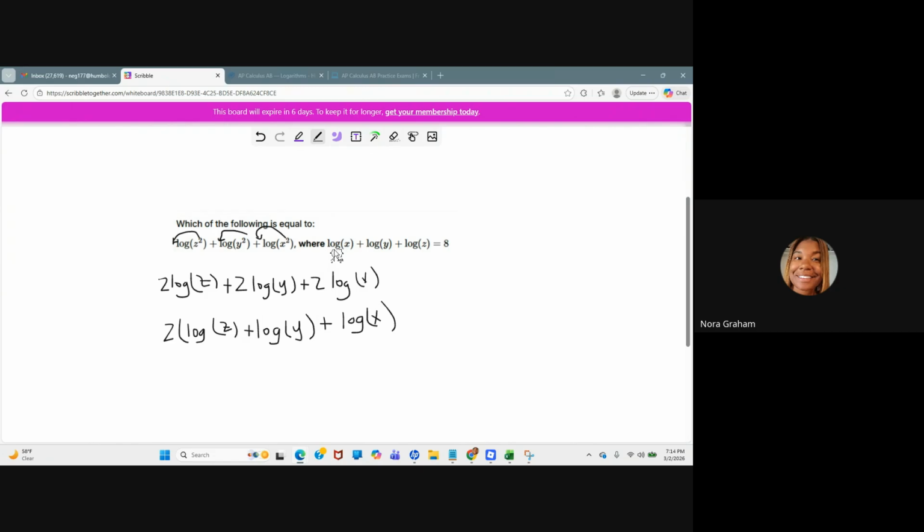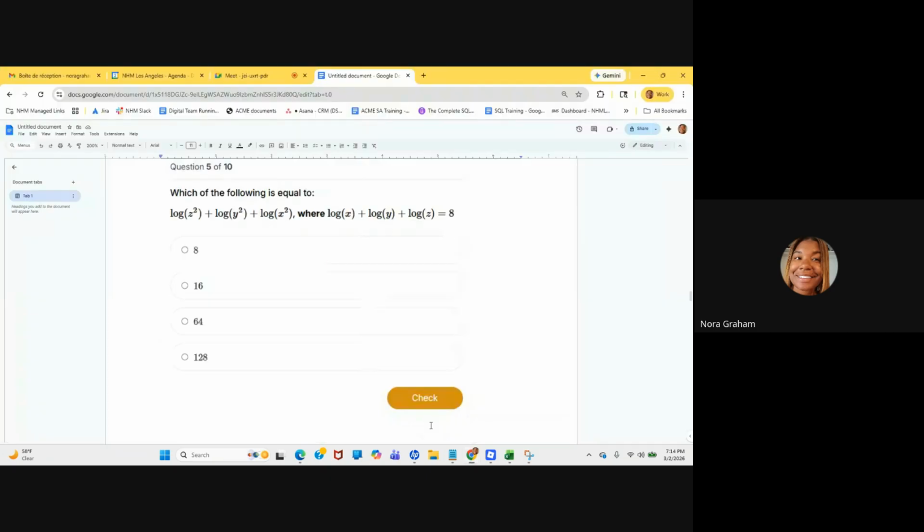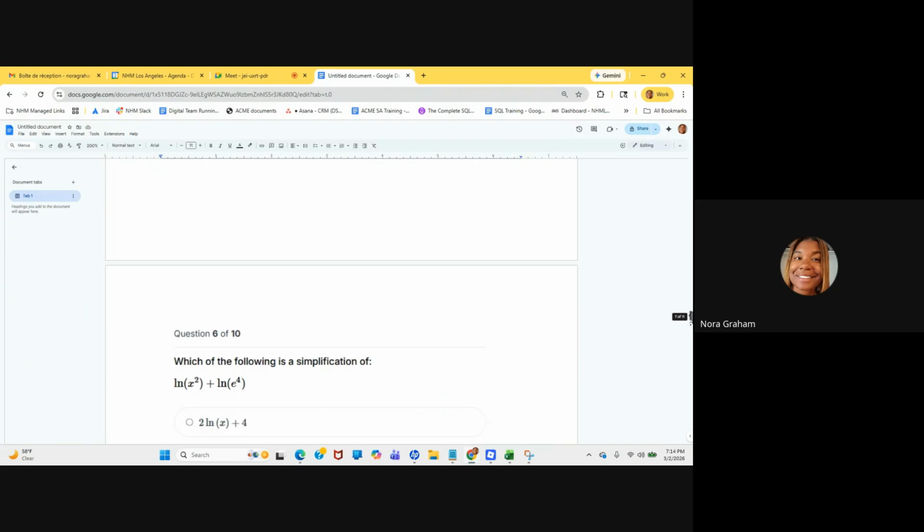They already gave us up here what that is equal to, so that's equal to 8. So now I'm just going to use substitution. That's 2 times 8, and so our answer is 2 times 8, which is 16. Very nice. Let's see if that's one of our answers. And yes, that's the answer for that one. Moving right along.